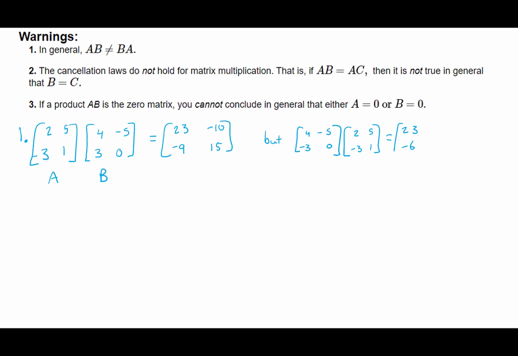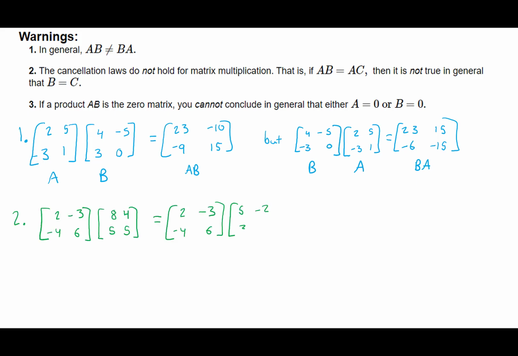So the first one, if you have A times B as shown, you get 23, negative 10, negative 9, 15. And it'd be good practice for you to work it out to see if you understand matrix times matrix. But if you flip-flop the order, if you do B times A, then you get a totally different matrix.